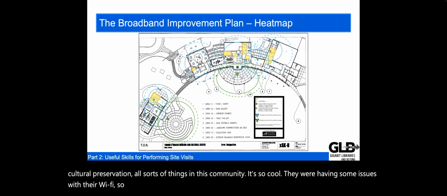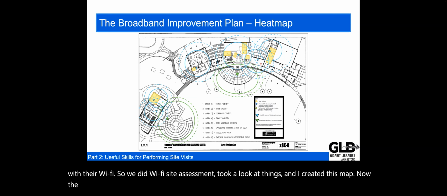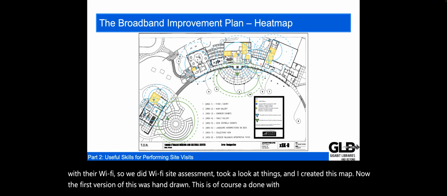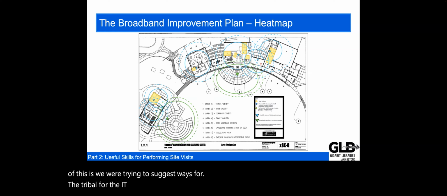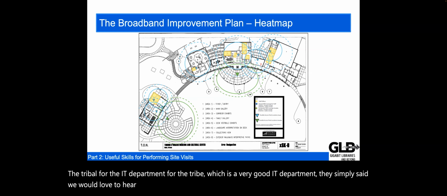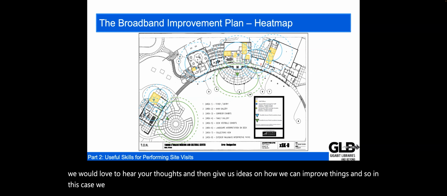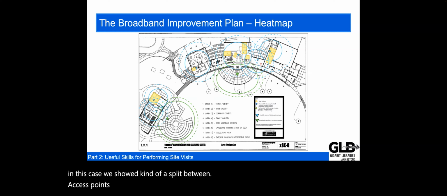It's so cool. They were having some issues with their Wi-Fi. So we did a Wi-Fi site assessment, took a look at things, and I created this map. Now, the first version of this was hand drawn. This is, of course, done with electronic means. And the idea of this is we were trying to suggest ways for the IT department for the tribe, which is a very good IT department. They simply said, we would love to hear your thoughts and then give us ideas on how we can improve things.